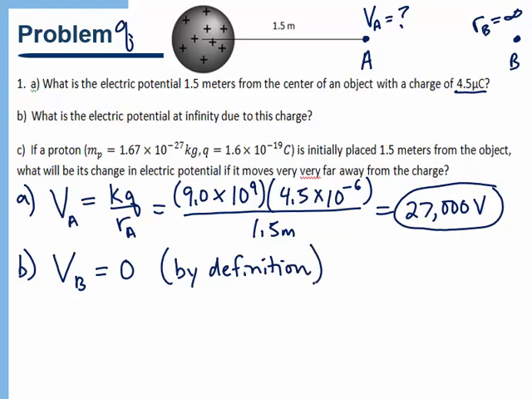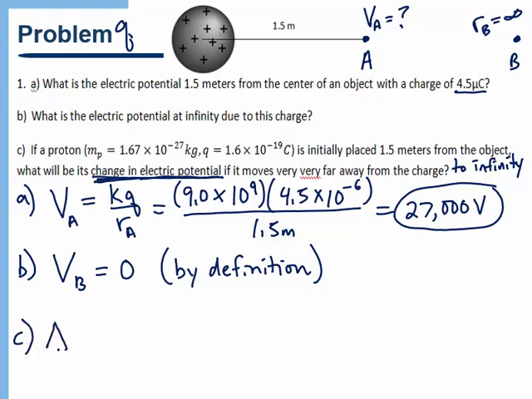Question C. If a proton is initially placed at 1.5 meters from the object, what will be its change in electric potential if it moves very, very far away from the charge? In other words, to infinity. So the key thing here is to pay attention to the vocabulary. I'm not talking about energy. I'm talking about electric potential. Change in electric potential. What is that? That's delta V, the electric potential difference.